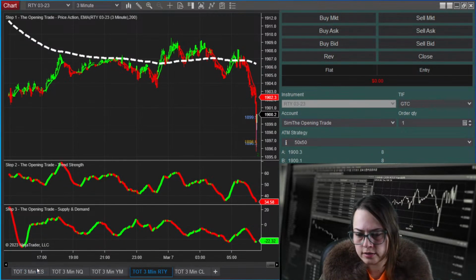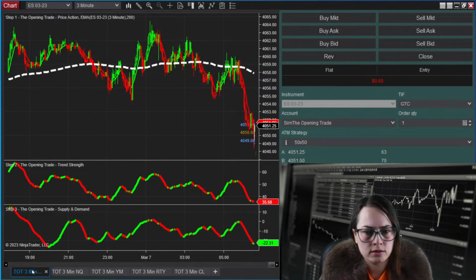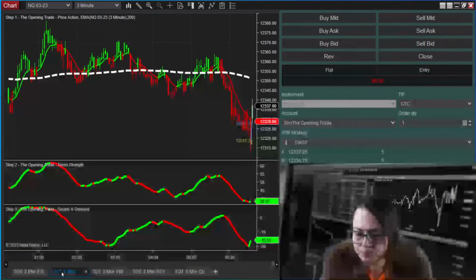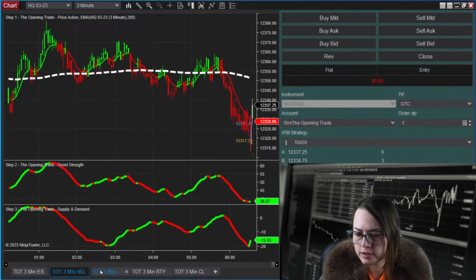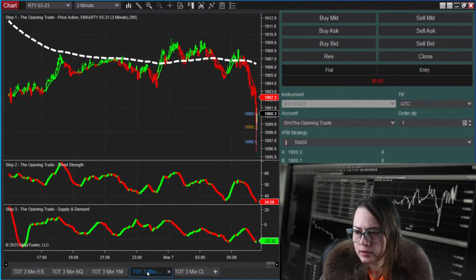Let's take a look here at our other chart. Here we're looking at the S&P. And we see it's moving down far below the 200 period EMA. And this is the NQ. It's on its way back. Here is the Dow and the Russell.